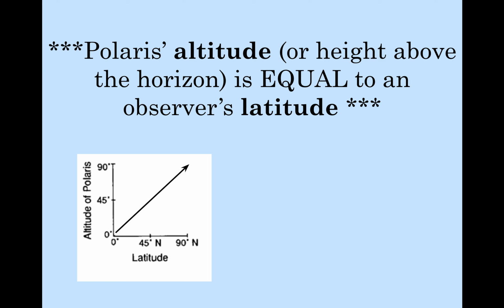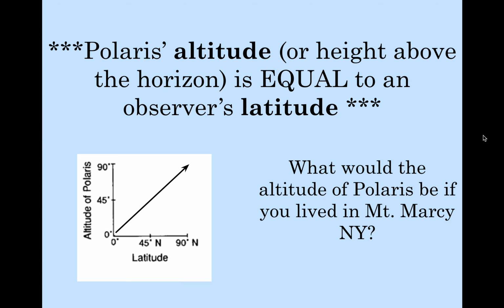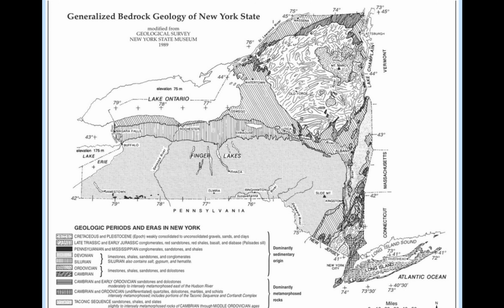Knowing this, we can always predict where Polaris is going to be in the nighttime sky if we know our latitude. So, what would be the altitude of Polaris if you lived in Mount Marcy, New York? So, go ahead, pull out your reference table, and flip to the generalized bedrock diagram page. If you need to pause this video to take out your reference table, go ahead and pause it.